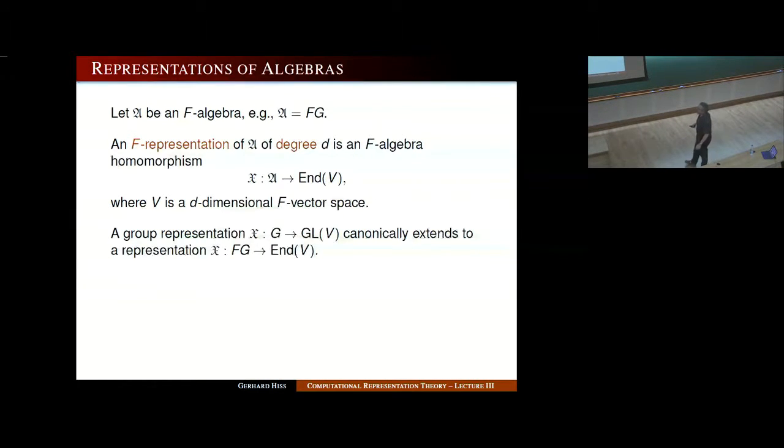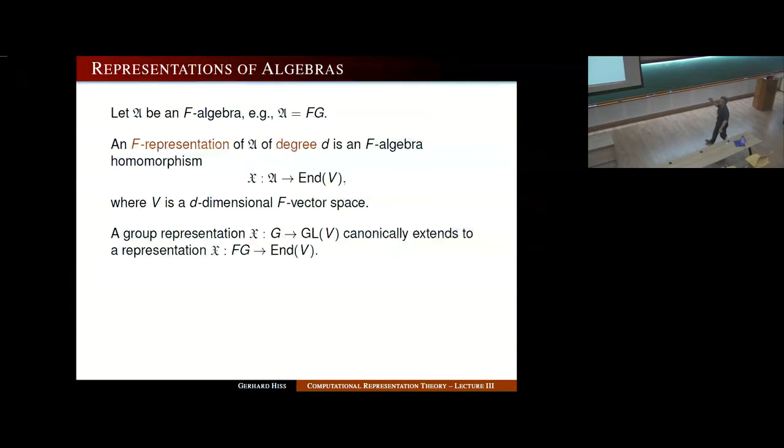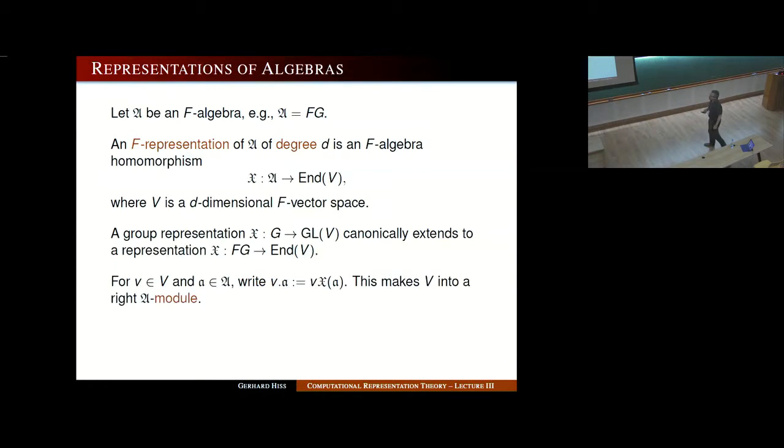And of course, if you have a group representation, the representing elements X of G are automorphisms, but if you add them, you get endomorphisms, so this naturally extends to a representation of the group algebra FG. And then a representation for G is irreducible if and only if the corresponding algebra representation is irreducible.